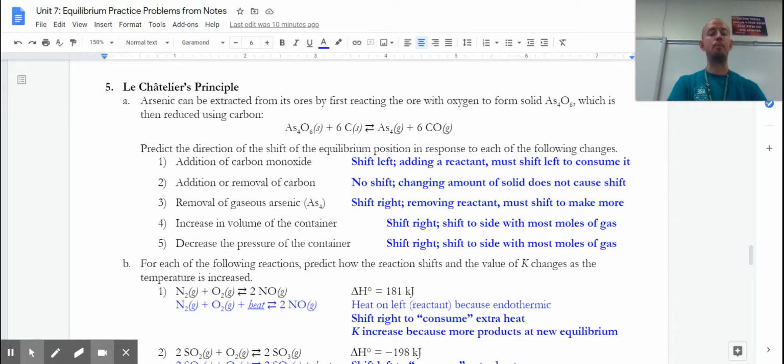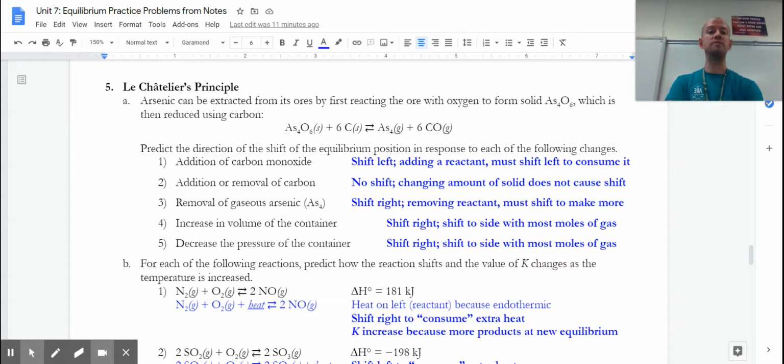When I change the volume or pressure of the container, I need to focus in on the things that are gases. So sometimes we have what we call a heterogeneous equilibrium, solid, liquid, gas, and maybe even aqueous. For those, we are very much focusing on the states. When we are looking at volume and pressure, we are only focusing on the gases. In this case, we have no gas on the left side, so relatively speaking, our reactants take up very, very little to no volume. We have a lot of gases on the right side. The arsenic and the carbon monoxide particles are very far apart, moving very quickly, and take up a lot of space.